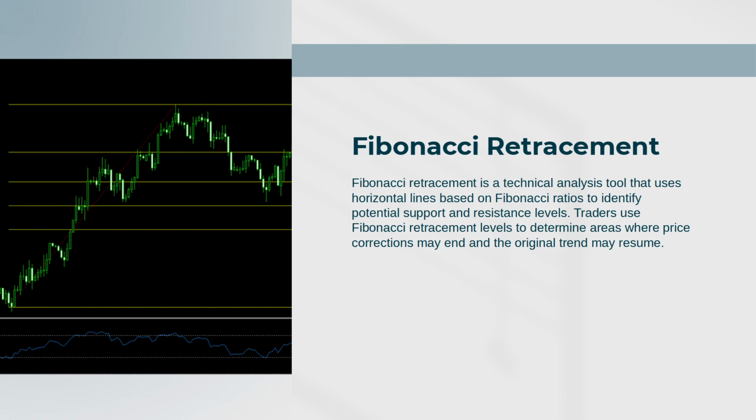Fibonacci Retracement. Fibonacci Retracement is a technical analysis tool that uses horizontal lines, based on Fibonacci ratios, to identify potential support and resistance levels. Traders use Fibonacci retracement levels to determine areas where price corrections may end and the original trend may resume.